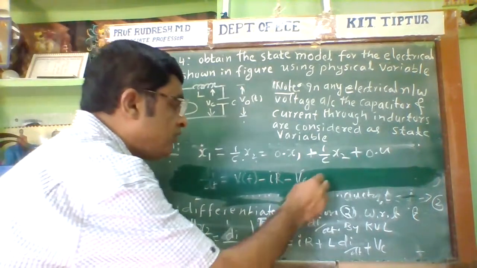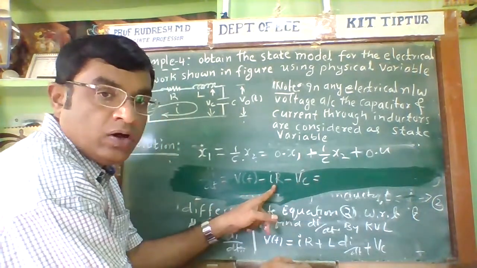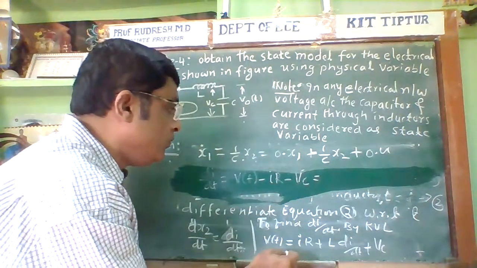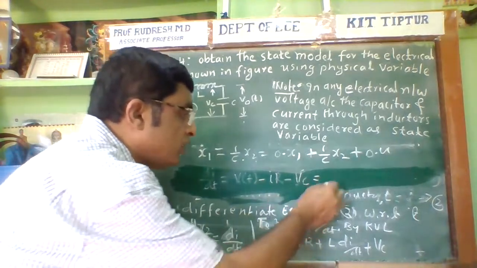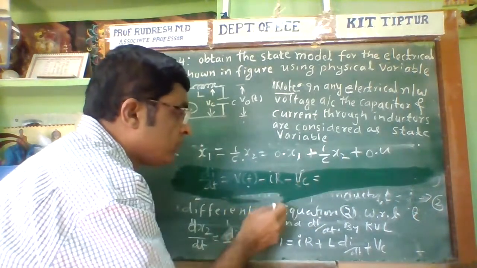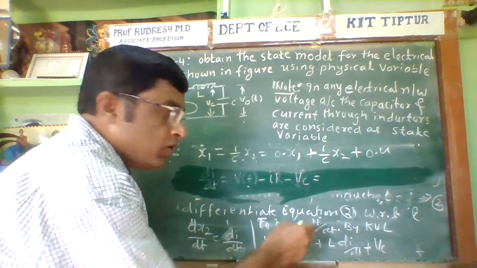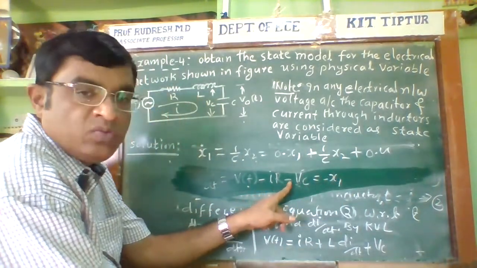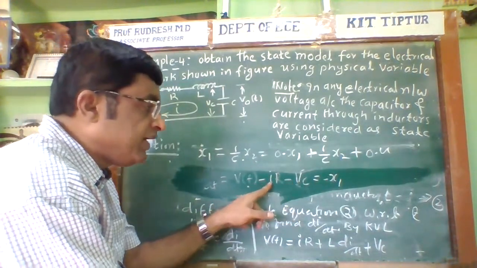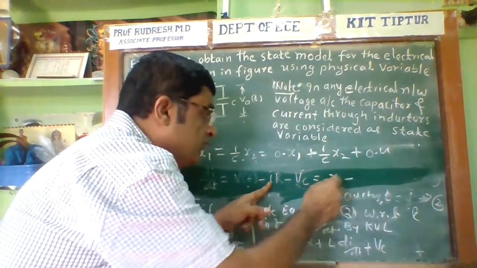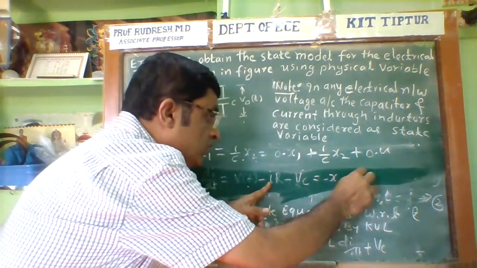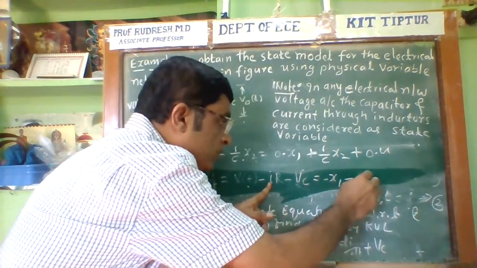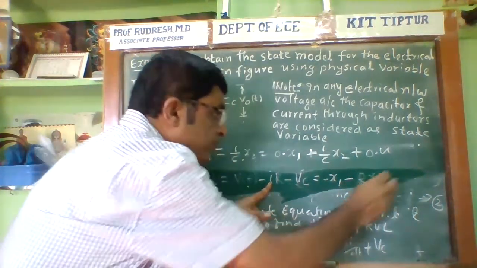Now what is the value of Vc? Vc is equal to x1, so minus Vc is minus x1. Let's write this one first. And what is the value of I? I is equal to x2, so minus R into I is minus R into x2.